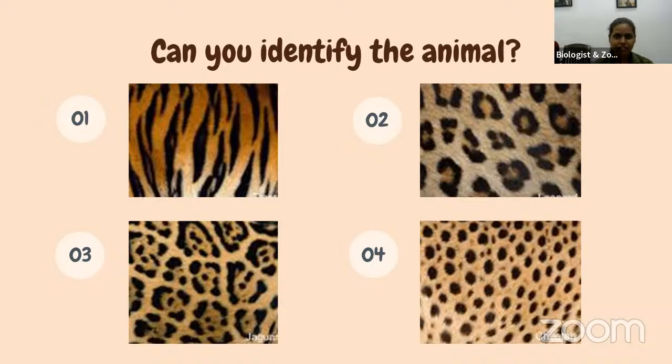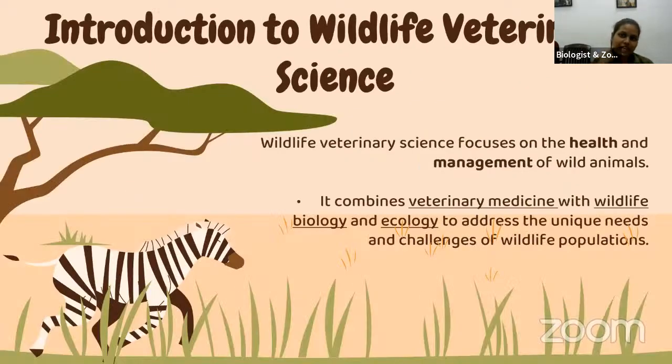So these are different patterns. The first we'll say stripes. The second and third are rosette patterns. And fourth is spotted. Next is, what is wildlife veterinary science? So wildlife veterinary science basically deals with the health and management of wildlife. So wild animals, how their health and management will be taken care of, where we include veterinary medicine, which is the animal medicine, and biology of the animal to assess and address the unique needs of the wildlife population.